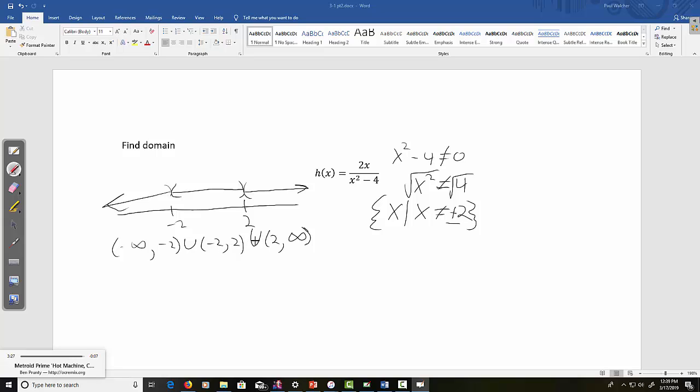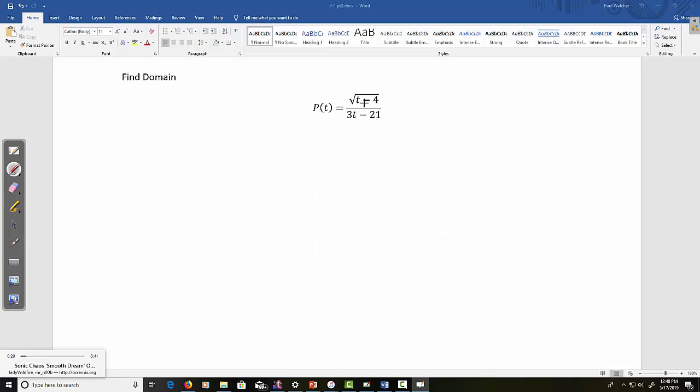Sometimes it'll ask for interval notation, sometimes it'll ask for set builder's notation, and it'll actually probably go ahead and write this bit for you, and you'll just have to put in the condition. So that's a domain problem. Let's look at another one.